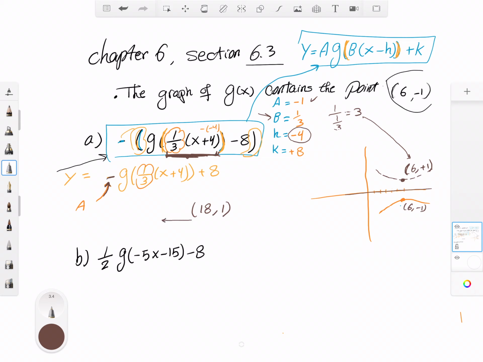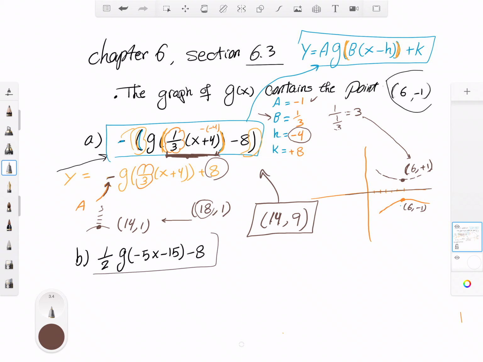H is -4, so we're going to shift it 4 units to the left. 18 minus 4 will be 14, comma 1. So this is a point on the graph. Now we have to apply K, so you move it 8 units up, which will be 14, comma 9. So this will be the final answer for part A.